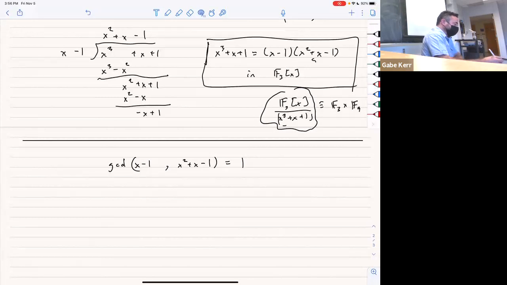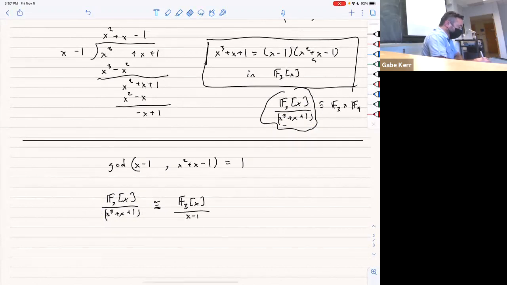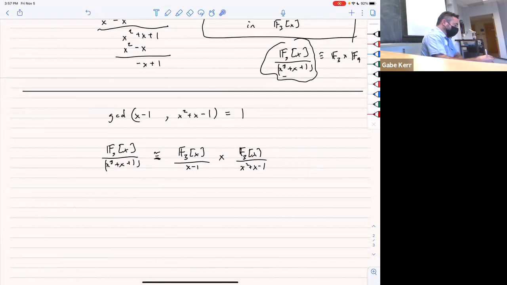So that says that this is isomorphic to the following two quotients, for the same exact reasoning that we had in class today, where we replace this polynomial ring with integers and these two factors with n and m. This cross x mod x squared plus x minus 1. Now this first one, it's essentially evaluate x at one, and you'll just pick up F3. This quotient is just isomorphic to F3.